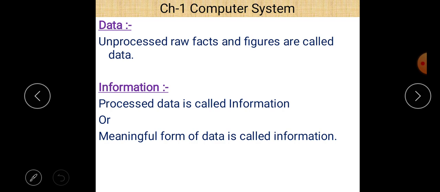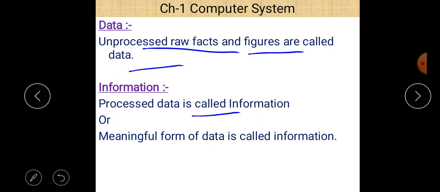Next, data and information. In simple words, we can say that unprocessed raw facts and figures are called the data, and the processed data is called the information. That is the simplest definition of data and information. Unprocessed raw facts and figures are called the data, and processed data is called the information. It means the meaningful form of the data is called the information.